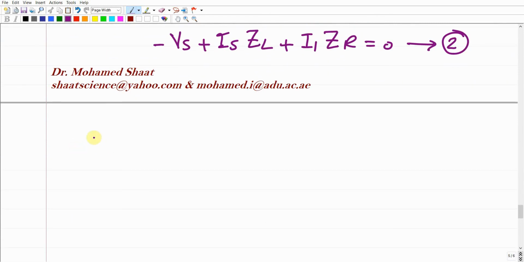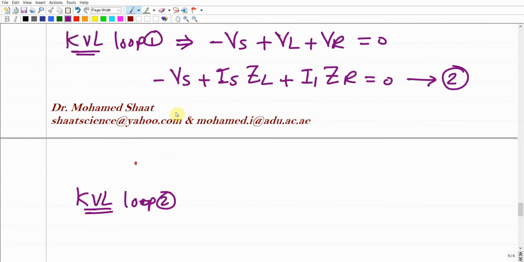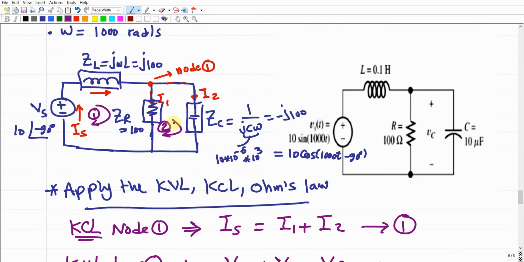How about the third equation? You're just going to apply the Kirchhoff voltage law to loop number 2. For loop 2, we do have 2 voltages, ZC and ZR. One is input, the second one is output.